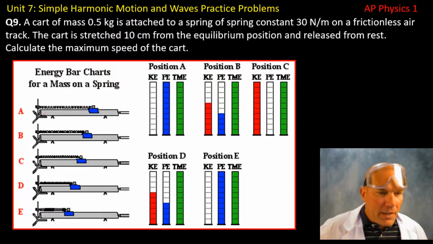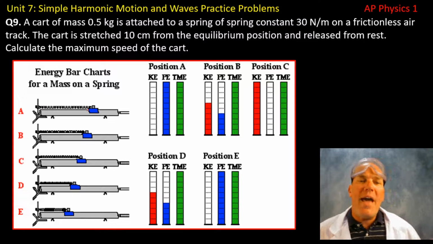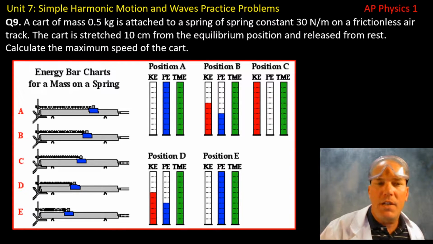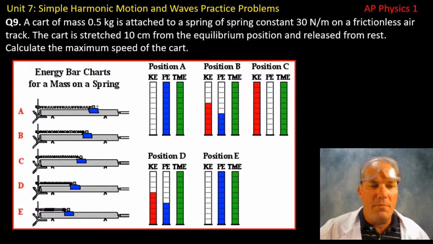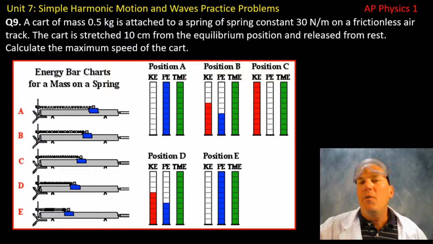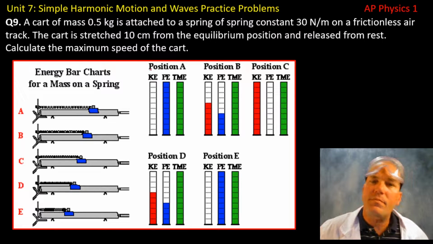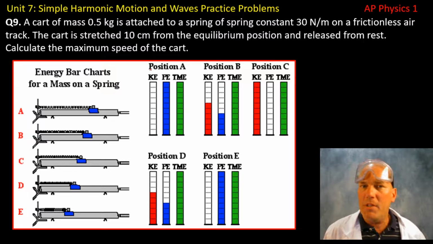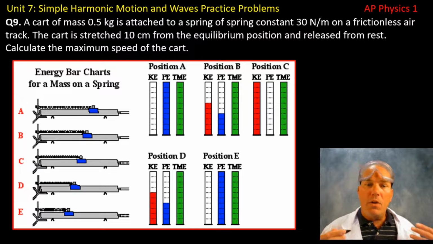Well, here's what these air track systems look like. And so just to get an idea, let's look at position A. Position A, we have our maximum potential energy. That's our maximum spring potential energy, 1/2 kx squared. So we see here on these bar graphs, there is 0 kinetic energy at that moment. It's not moving. There's all potential energy, 1/2 kx squared, where our x value is at its maximum.